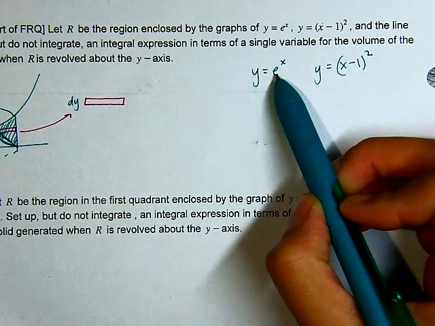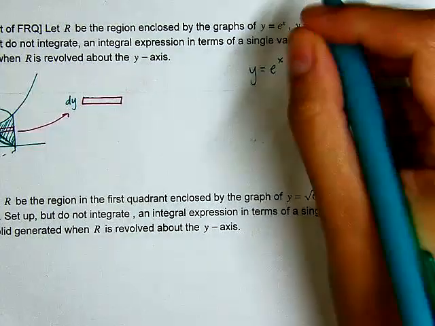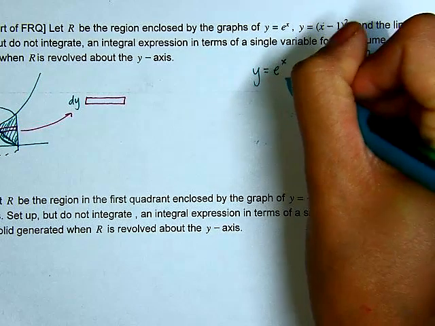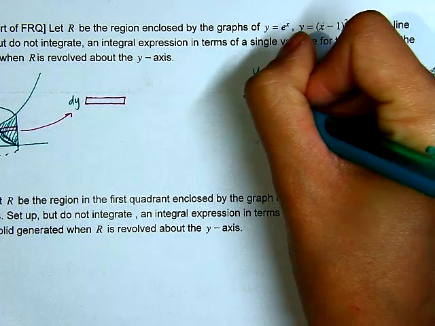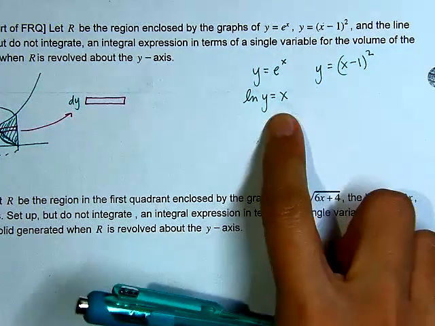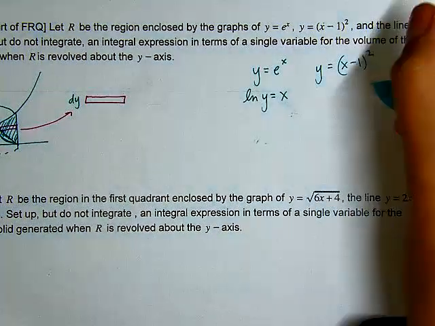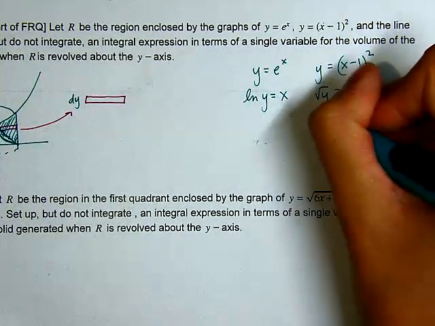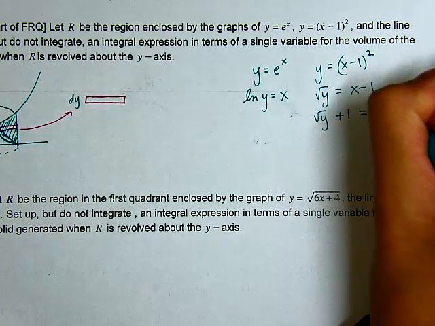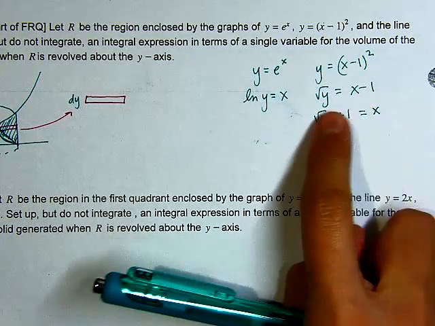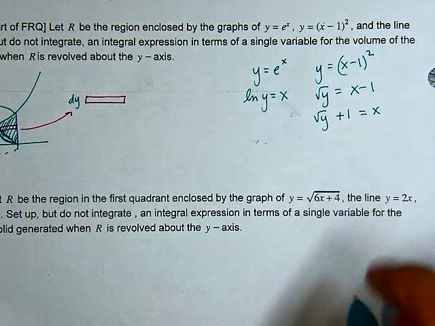So how do I undo an e? Take a natural log of both sides, or if you recall, just change this into its logarithmic form. So you would get natural log of y equals x. So that one's not too bad. This one, take a square root of both sides to undo the squared, and then add 1. So remember your radical rules. You cannot add a 1 inside with the radical, so it's just going to sit right next to it.